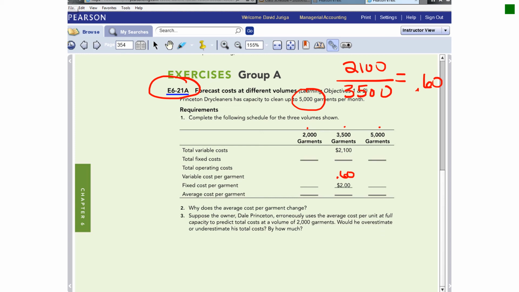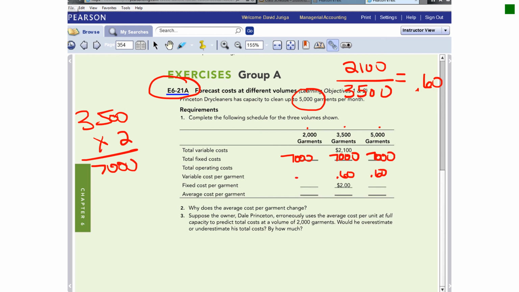When they told you that the fixed cost per garment was $2 at 3,500, you just have to take the 3,500 and multiply that by 2. That's going to give you 7,000. We know that's your total fixed cost. Okay, so there's my first column. Now that I know the rules of cost behavior, total fixed costs are fixed, so we know that 7,000 is the number that you can copy across the whole board. The same thing with variable cost per unit. We know that 60 cents is constant.